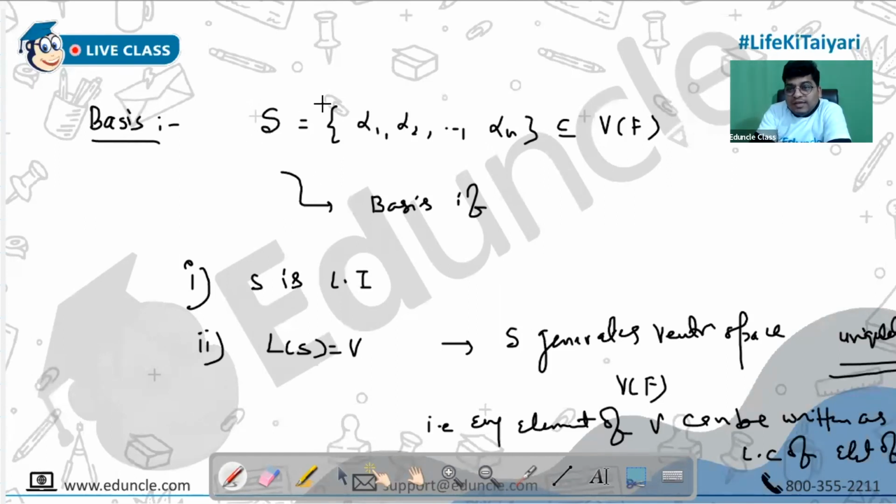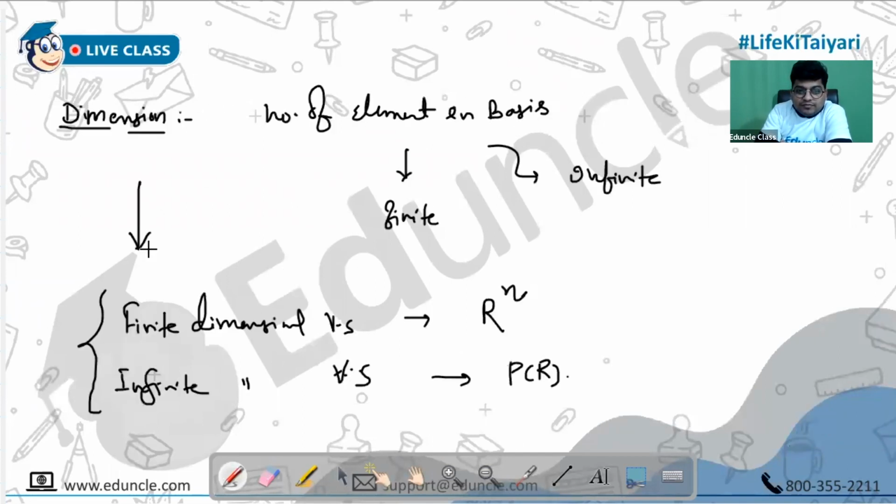The number of elements in a basis is called the cardinality. Cardinality is equal to dimension. But I'm saying the cardinality of a basis is the dimension only. This is the main thing. Okay. Am I clear, Pranshu?